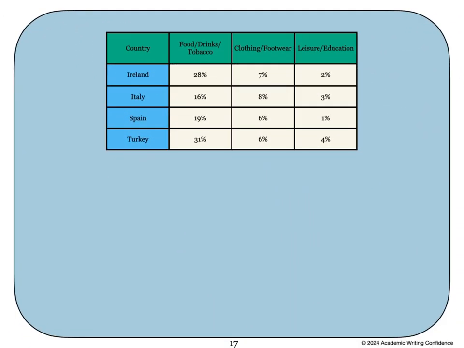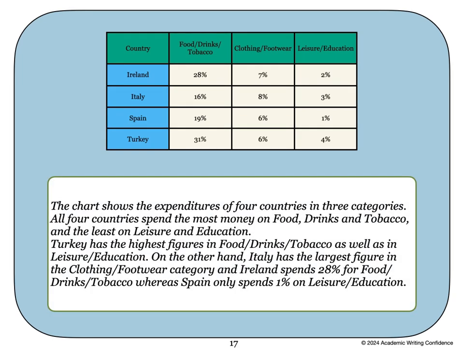Your final answer would look something like this. The chart shows the expenditures of 4 countries in 3 categories. All 4 countries spend the most money on food, drinks, and tobacco, and the least on leisure and education. Turkey has the highest figures in food, drink, and tobacco, as well as in leisure and education. On the other hand, Italy has the largest figure in the clothing, footwear category, and Ireland spends 28% for food, drinks, tobacco, whereas Spain only spends 1% on leisure education.